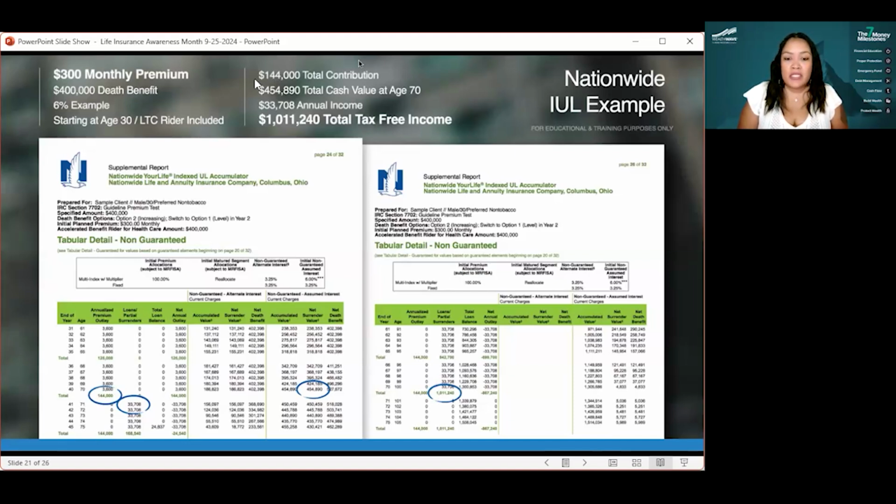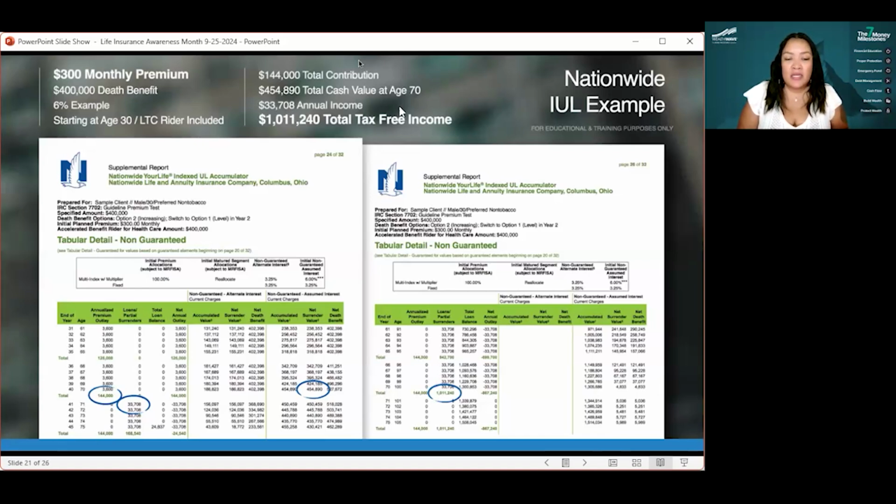So from 30 to age 70, he put in $144,000. Over a 40-year time frame, he put in over $144,000. The cash value at that time, when he's age 70, is now $454,890. So he put in $144,000. Mind you, there's costs coming out for the insurance, administrative fees, little things like that. And that cash growing at 6% is now $454,000.